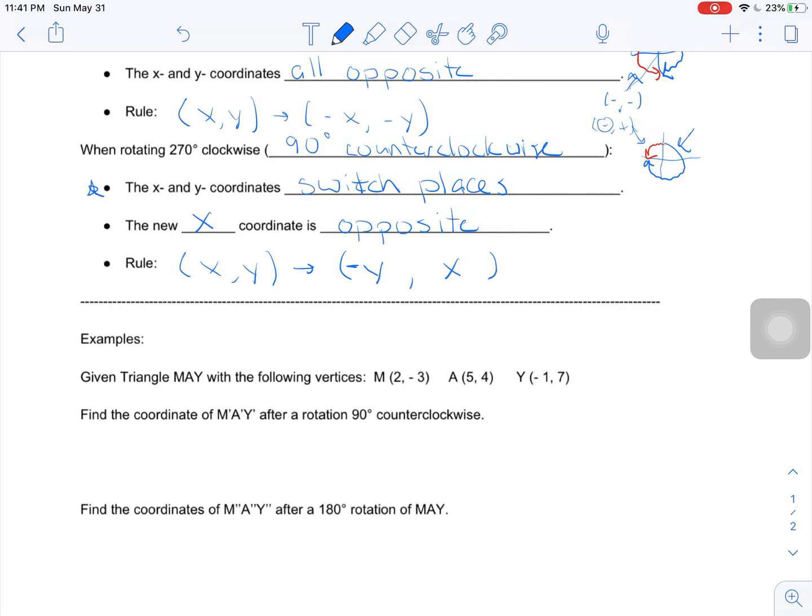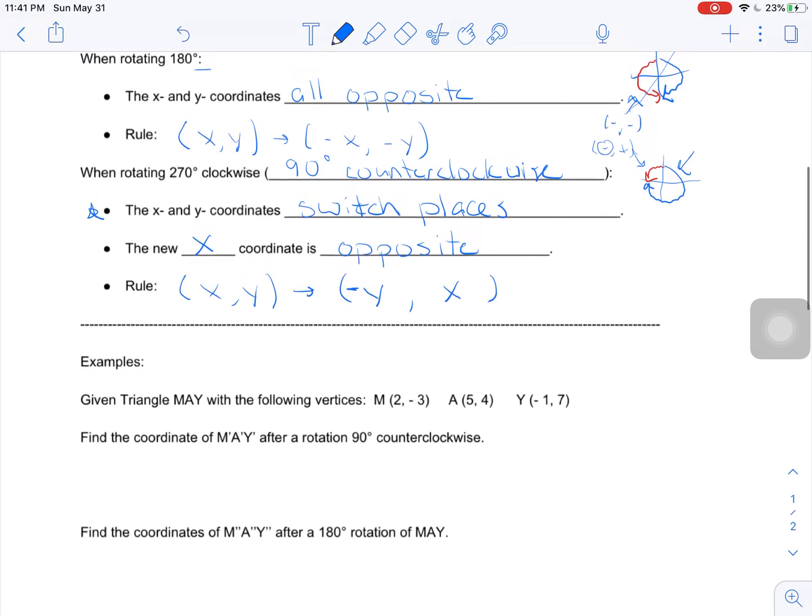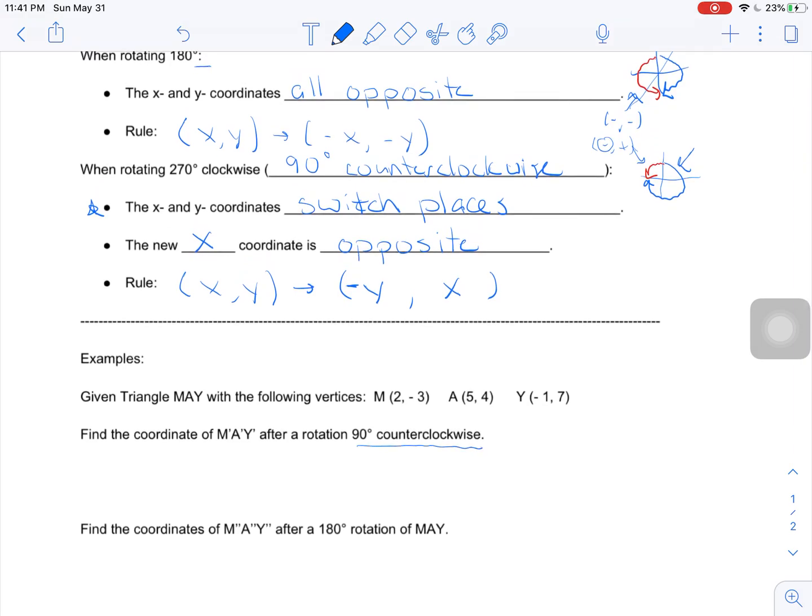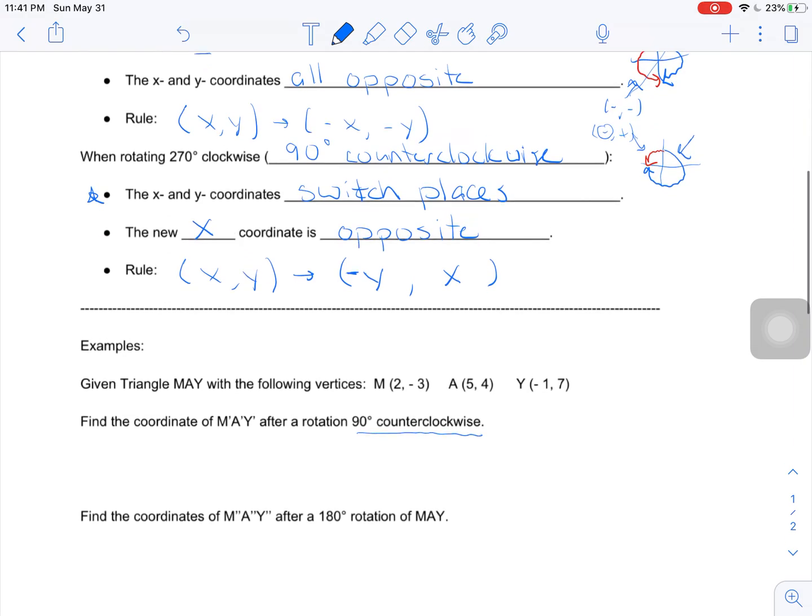So, a couple of examples. We have our triangle MAY, and we want to know where it's going to land after some rotations, so that if we wanted to, we could just take that and put it on the graph. This is a 90 degree counterclockwise rotation, so we want to find that from our list of rules. Our 90 degree counterclockwise rotation is the same as 270 degrees clockwise. So that is going to be this last rule that we did right here. That is the rule that we're going to want to apply to all of our coordinates.